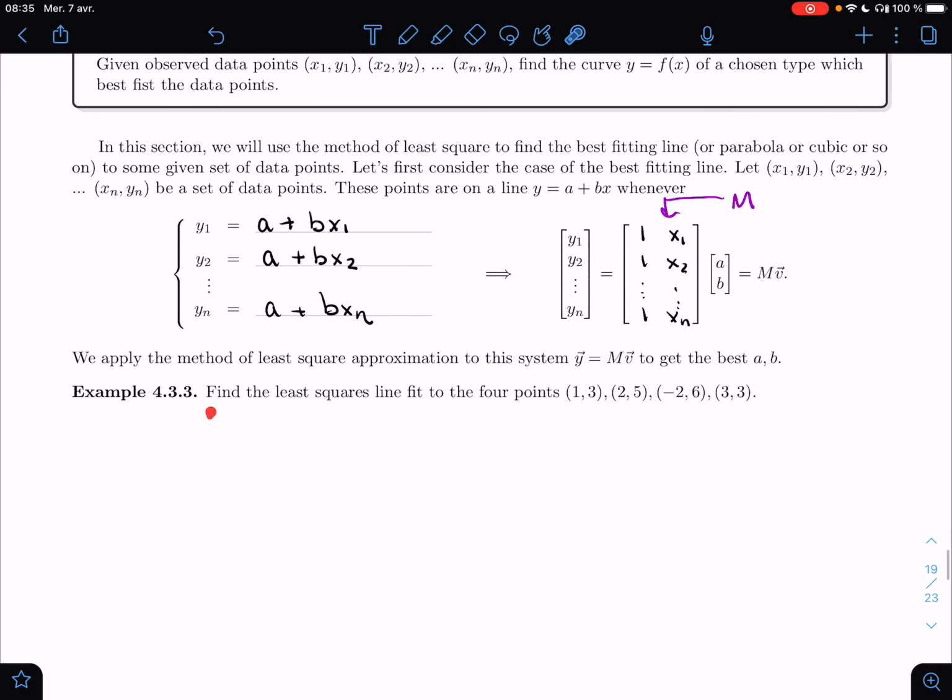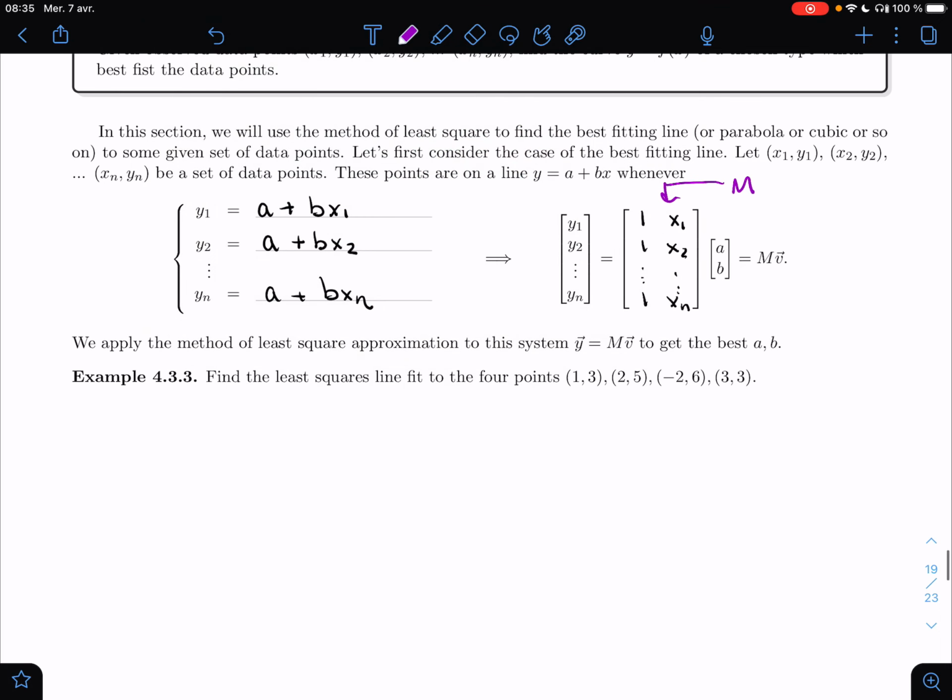Alright, so find the least squares line fit to these 4 points. I have (1, 3), (2, 5), (-2, 6), and (3, 3). So I want to look at the system. I want y1, y2, y3, y4, and that would be all the y, so 3, 5, 6, 3. Alright, so that plays the role of the constants in the least squares.